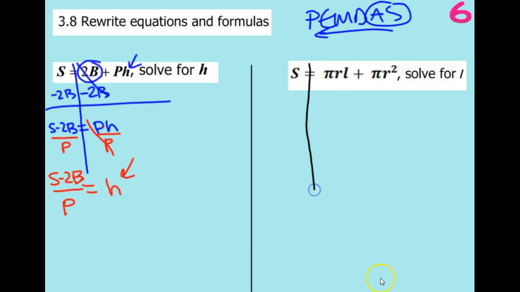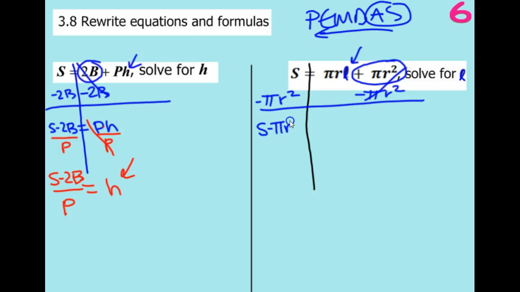This one we're going to do the same way. We want to get, this is L, all by itself here. So leave that. Let's get rid of whatever's added first. So I'm going to subtract pi r squared. So we have s minus pi r squared equals pi r l. Well, these are all touching. This is all multiplied. So if we want L by itself, the opposite of multiplying is divide. I'm going to divide by pi and r.